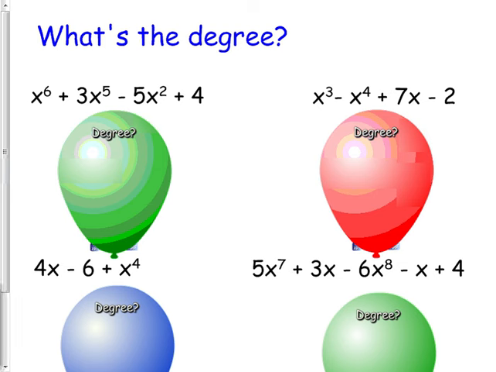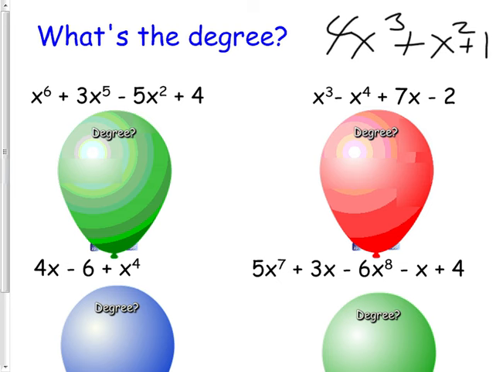Okay, the question was, if I had 4x to the third, that would be a third degree monomial. Yes, because it's only got 1 term. Now it's a third degree binomial. And now it's a third degree trinomial because it's got 3 terms. All right, makes sense?